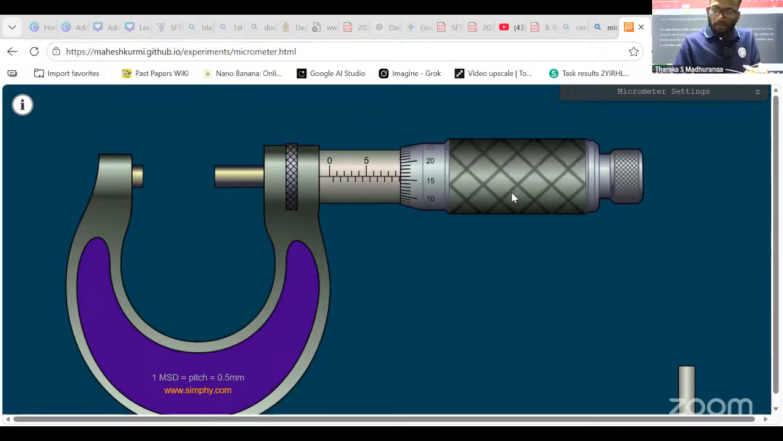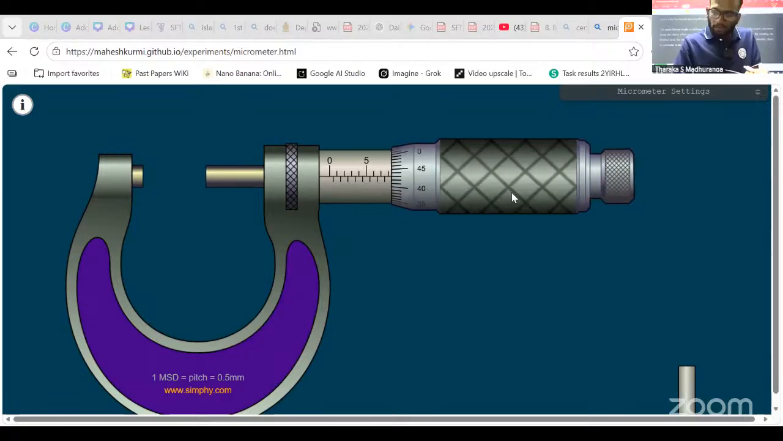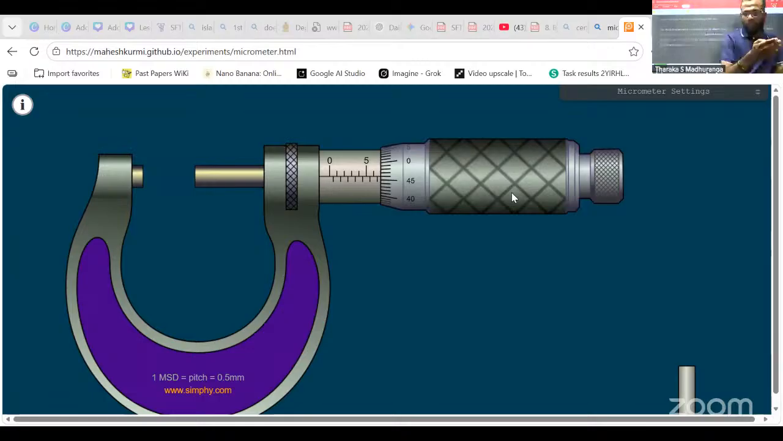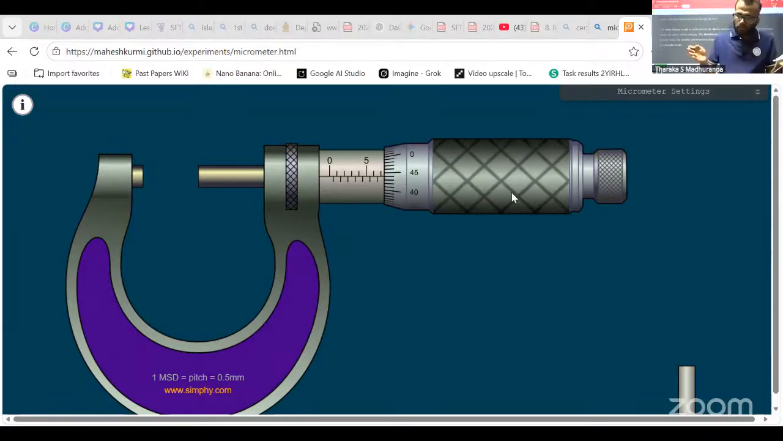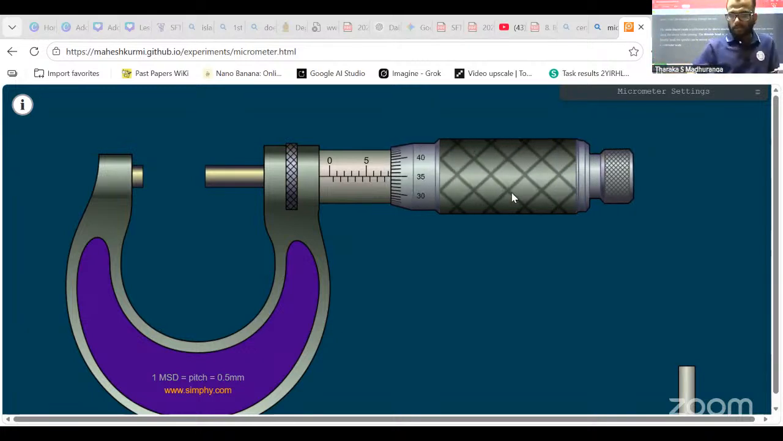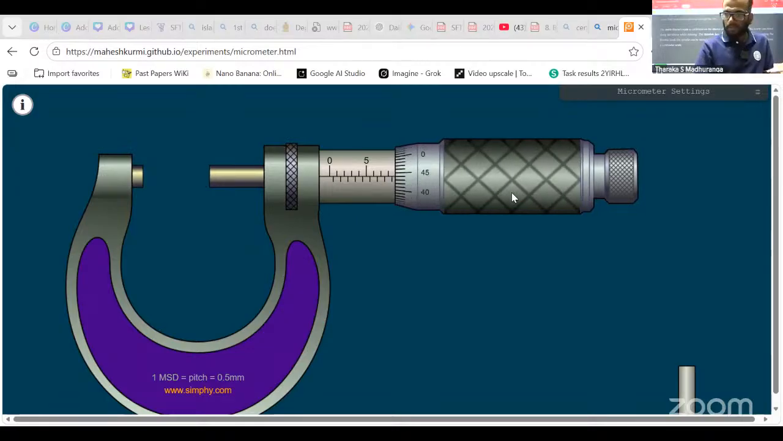If we rotate in the tightening direction, that means to the right, upward direction, what happens? It is tightening, and the circular scale, or screw, moves along the linear scale towards the anvil. Clear? It's moving towards the anvil. If you rotate in the opposite direction, what happens? It's releasing and moving away from the anvil.